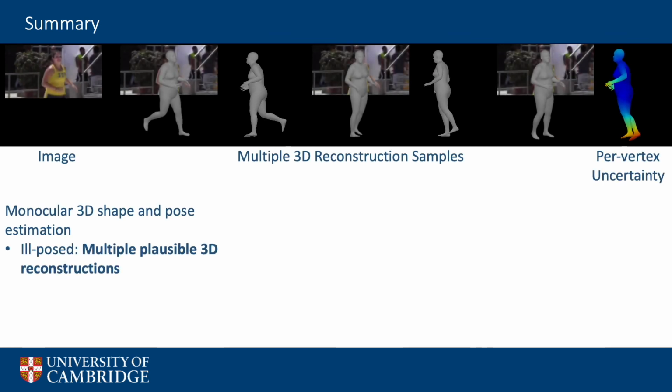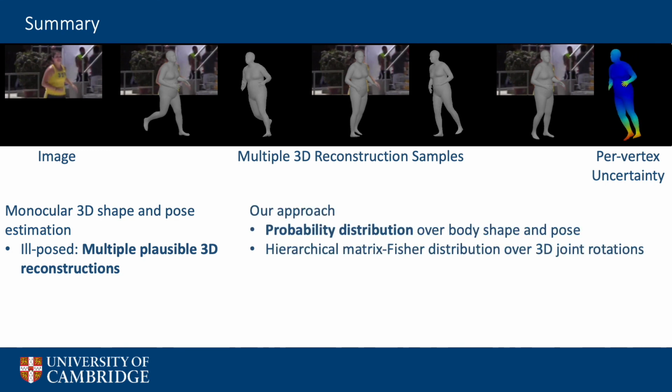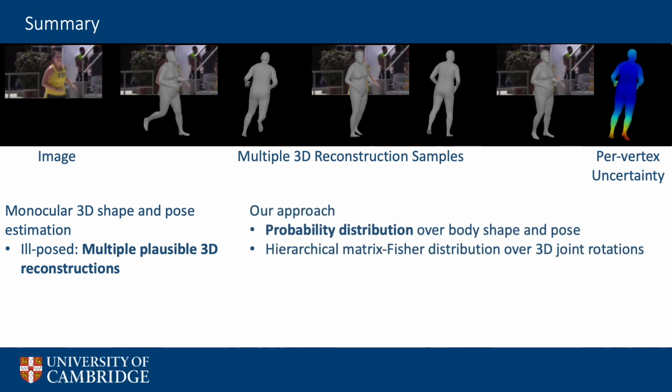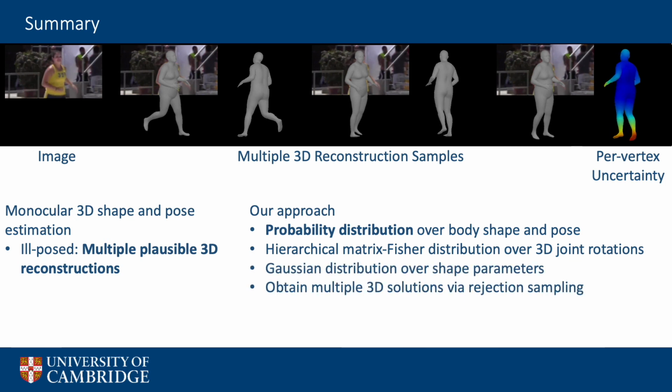Instead of predicting a single solution, our approach predicts a hierarchical matrix Fisher distribution over 3D joint rotations, in addition to a Gaussian distribution over shape parameters, from which we can sample 3D solutions that match the input image via differentiable rejection sampling.